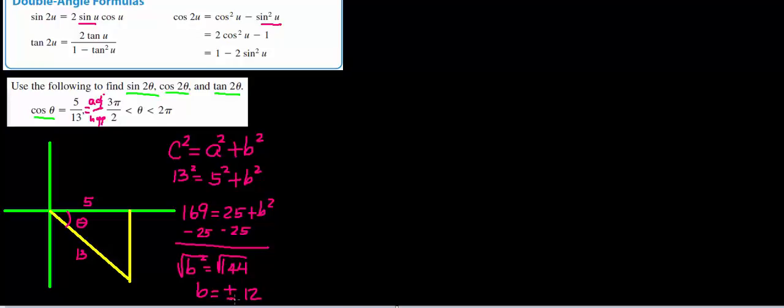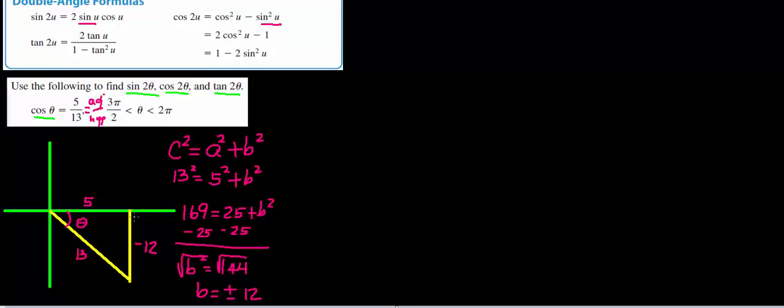Which of the two do we use, the positive 12 or the negative 12? Well, since our triangle is in the 4th quadrant, this value here is in the negative y direction, so this should be negative 12. Okay, there you have it.